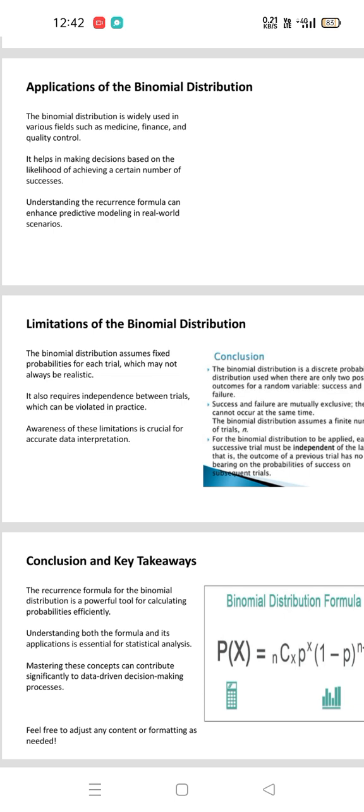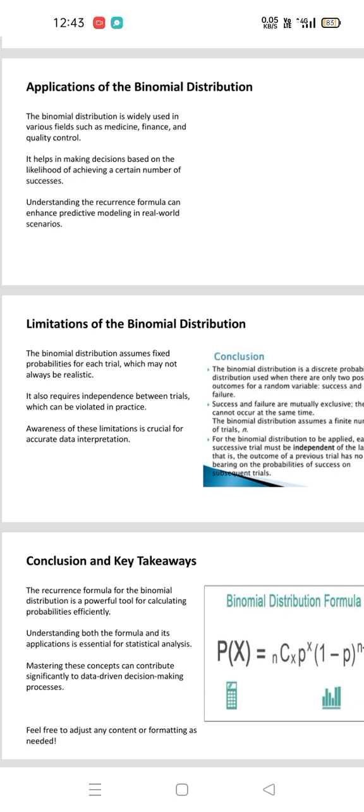Conclusion of this topic: the recurrence formula for the binomial distribution is a powerful tool for calculating probabilities efficiently. Understanding both the formulas and their application is essential for satisfactory analysis. Mastering these concepts can contribute significantly to data-driven decision-making processes.